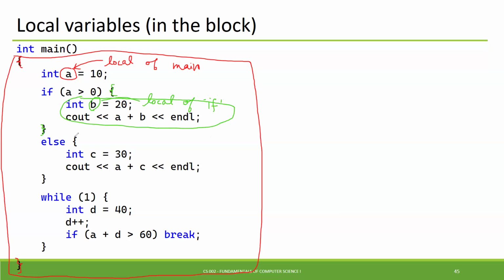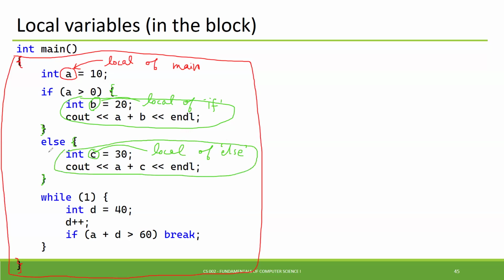And this is the same in the else part. In the else part, I create C. C is local to the else statement. So C can be used only inside else, okay?